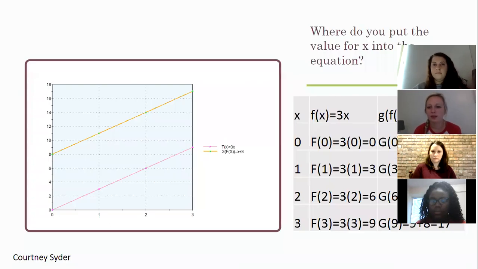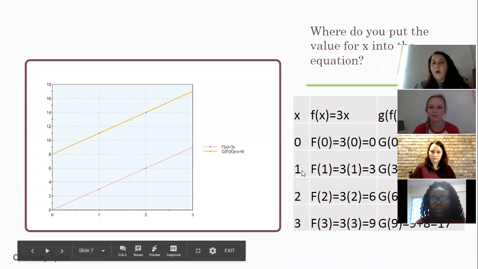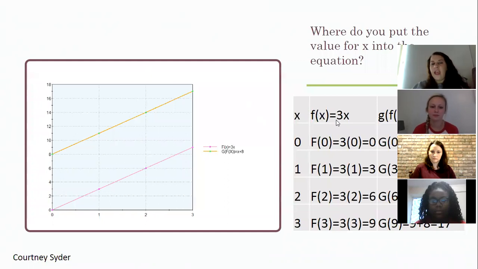Where do you put the value for x into the equation? The value for x can be any number that you want it to be. In this case, we have the numbers 0, 1, 2, and 3. So we're given the function f of x equals 3x, and we're wanting to know if x was to equal 1, what would the answer be for this equation? Pretty much f of x equals y. So we're going to plug 1 into anywhere that we see the letter x. So we'll plug it in over here, and 3 times x would be 3. So f of 1 would be 3.